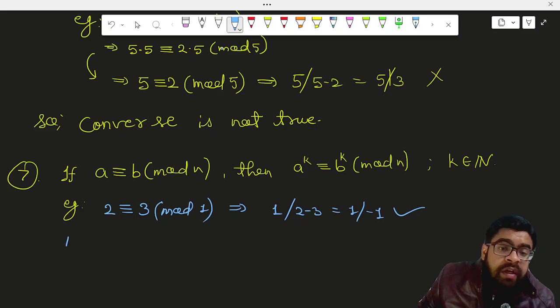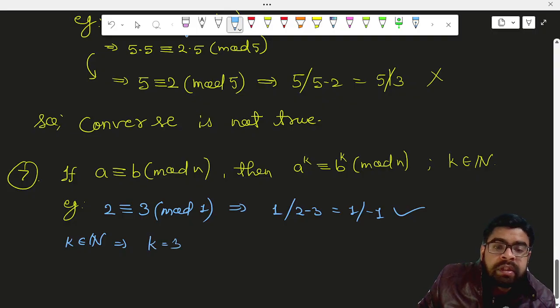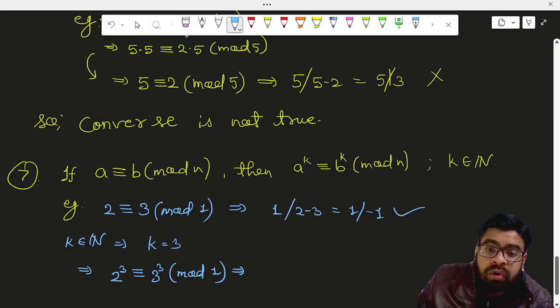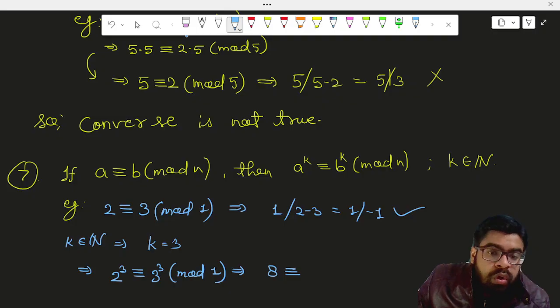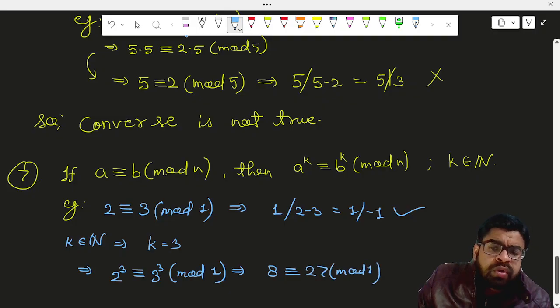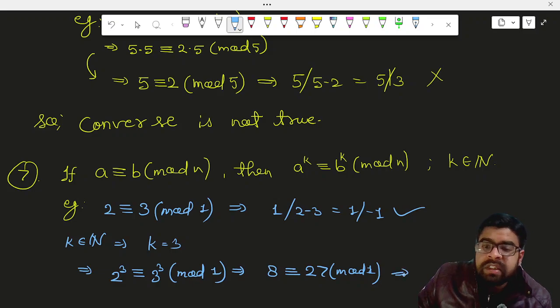So we can write 1 divides minus 1, which is true. So if I take any k, let's suppose I took the value of k, where k belongs to natural numbers, so we can write k should be 3. In this case we can write 2 power 3 is congruent to 3 power 3 with modulo 1. Let's see if it is true or not. So we can write here 8 is congruent to 27 modulo 1, which is always true basically, because we can see here that 1 divides 8 minus 27, which is true.